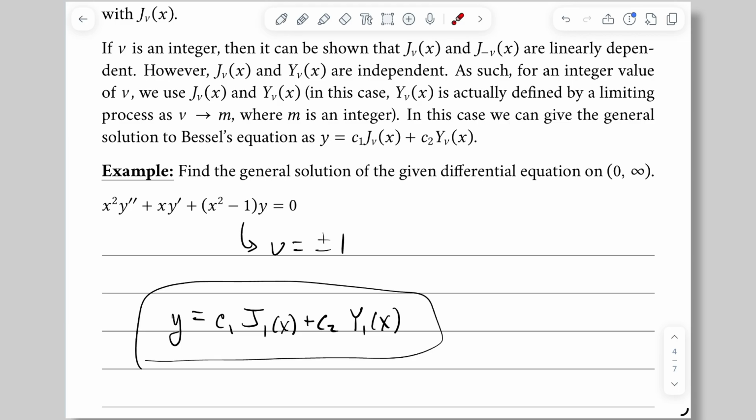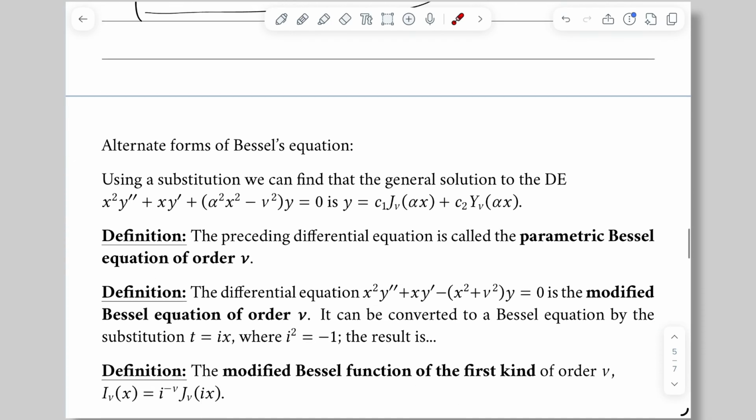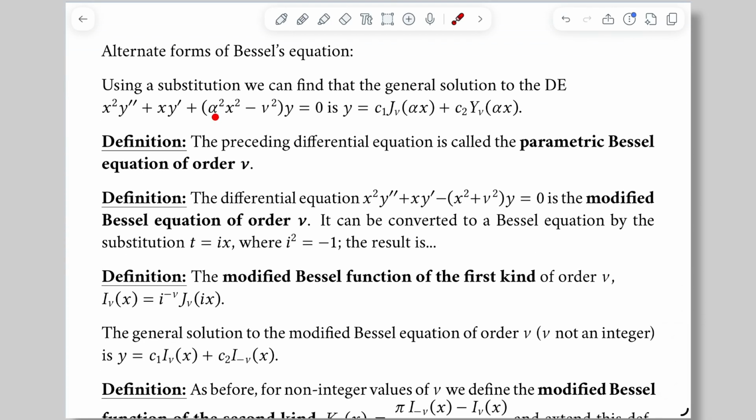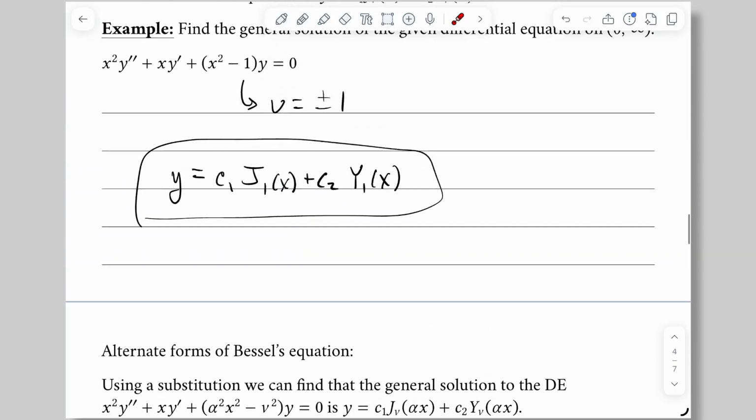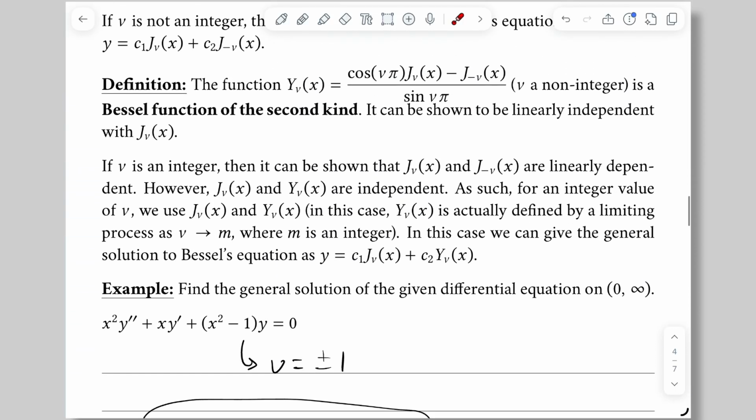In the equations that we've looked at so far here, in the parentheses where we have the x squared minus nu squared, the coefficient of x squared has been 1. If that coefficient is some other number, say alpha squared, then a substitution can show us that the argument inside of the Bessel function, J sub nu, becomes alpha x, and then Y sub nu has an argument of alpha x. And that equation is called a parametric Bessel equation of order nu. And this may be bad form, but I'm going to go back up here because I forgot to say that this Y sub nu is a Bessel function of the second kind.